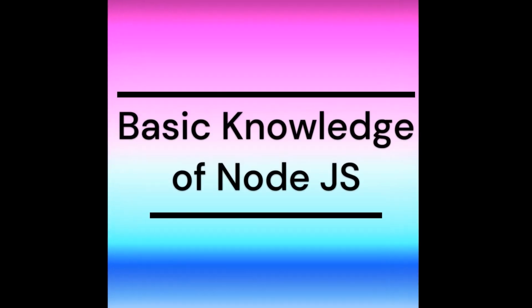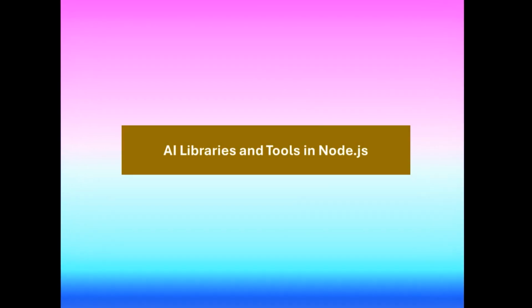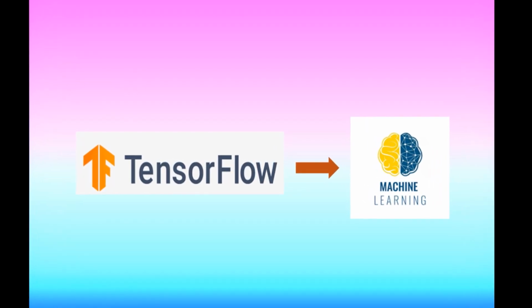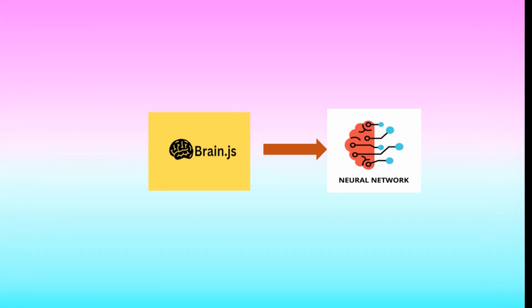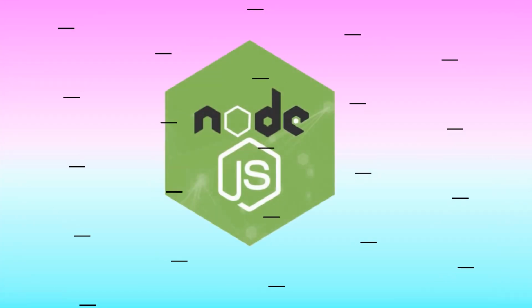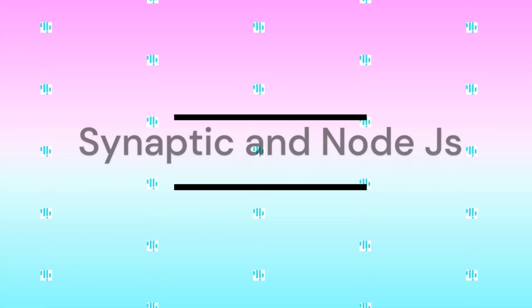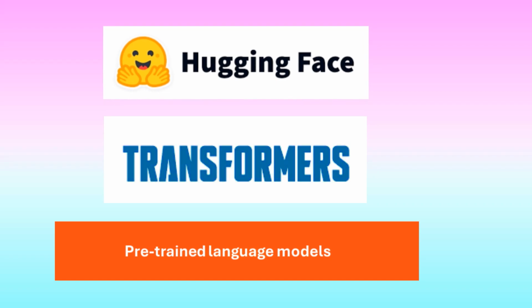Once you have basic knowledge of Node.js, the next step is AI libraries and tools in Node.js. Explore TensorFlow.js for machine learning and Brain.js for lightweight neural networks directly within Node.js. Utilize Synaptic and Node.js wrappers for Hugging Face's transformers to integrate pre-trained language models.